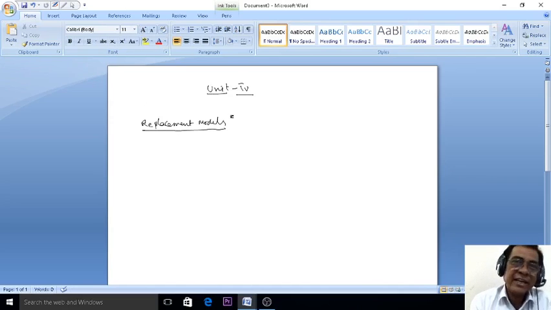Suppose you run it more than 8 hours per day, what happens? Automatically more heat is generated inside the component, and some electrical components are burned, so the life decreases. Once the life decreases, you have to replace that item. Whether you replace it after 2 years, 3 years, or 4 years depends upon your usage factor. That type of points comes in one part, and that part is called the replacement model or replacement analysis.